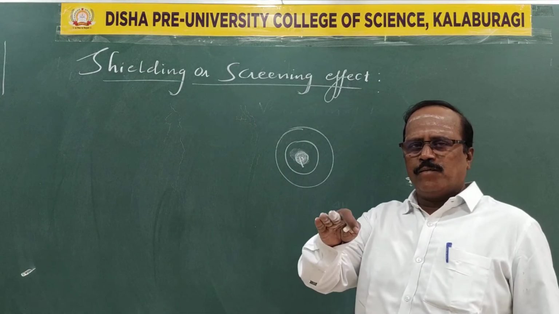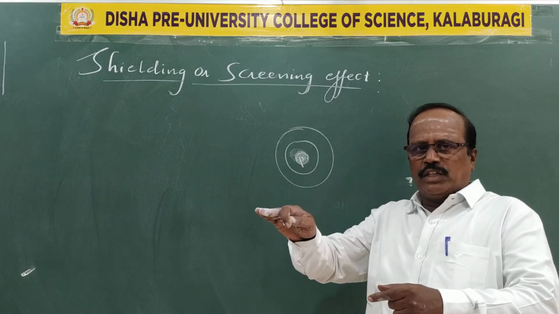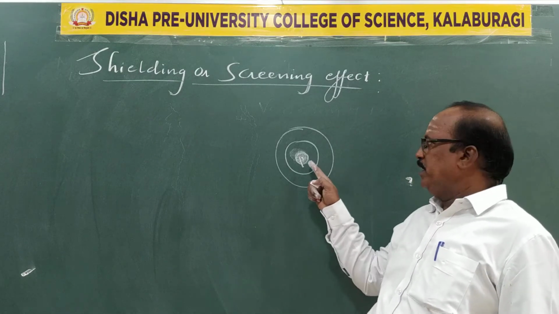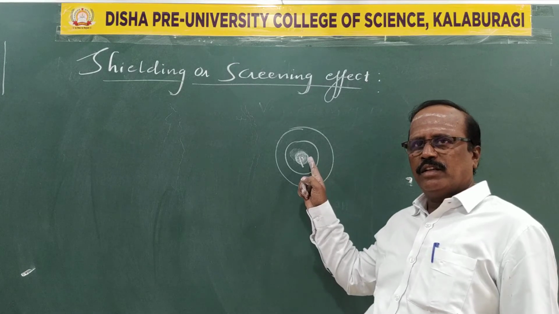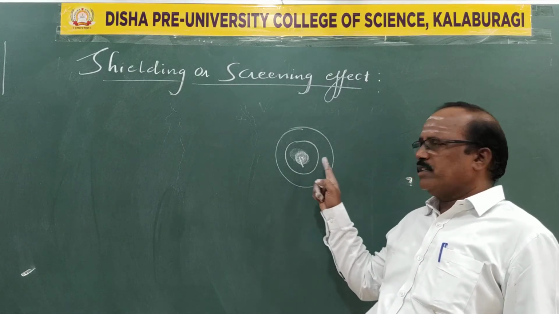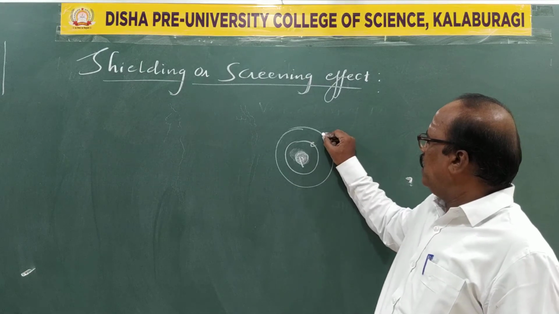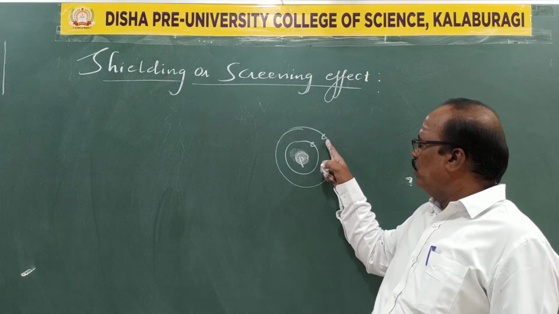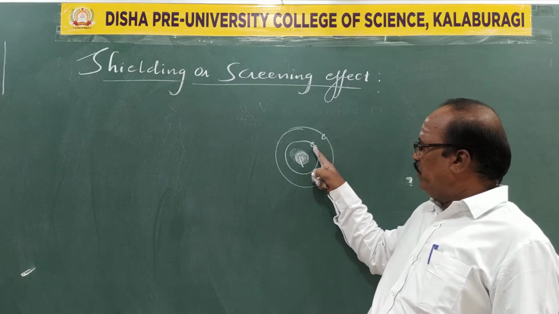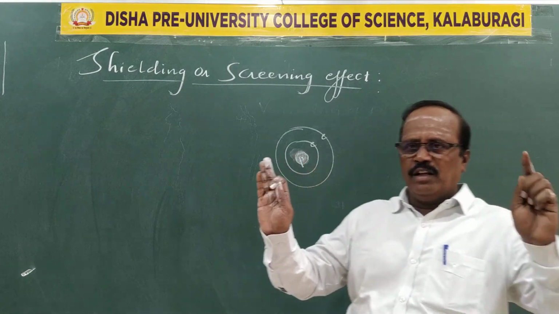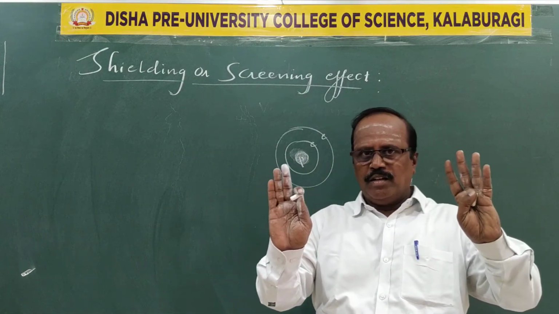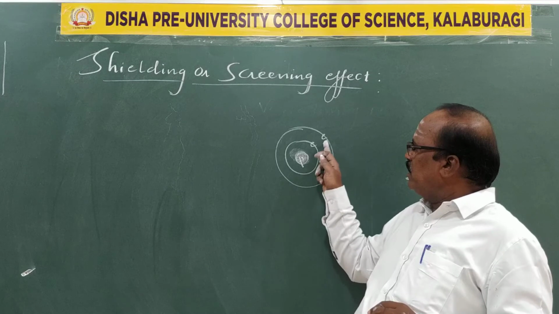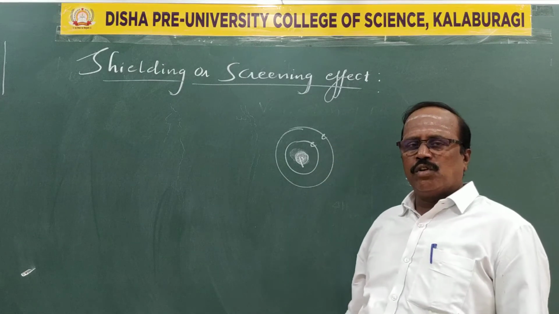Screen, to shield, means to put up a curtain, to hide. Just imagine here, this is an atom. In the center the nucleus is present. Inside the nucleus we have protons and neutrons. Imagine there are electrons here. This nucleus is trying to pull this outer electron, but the inner electrons will try to prevent it. This electron is going to repel that electron. As a result, this electron goes away from the nucleus.